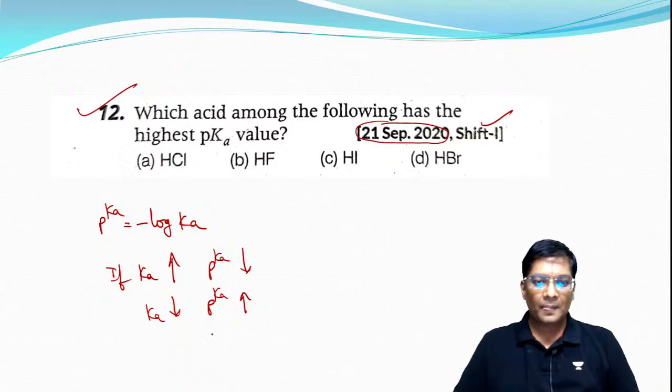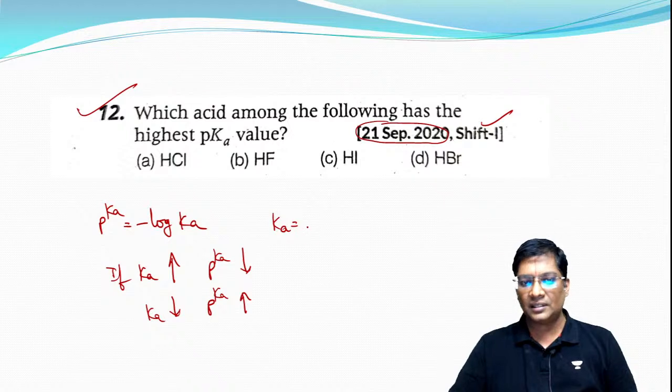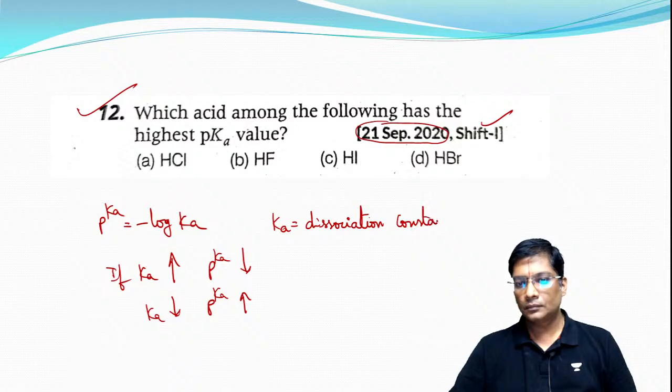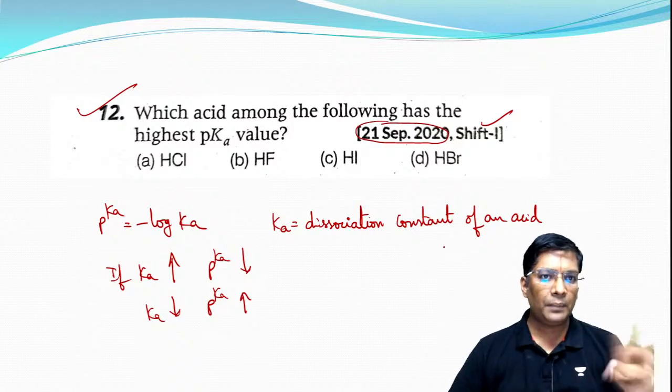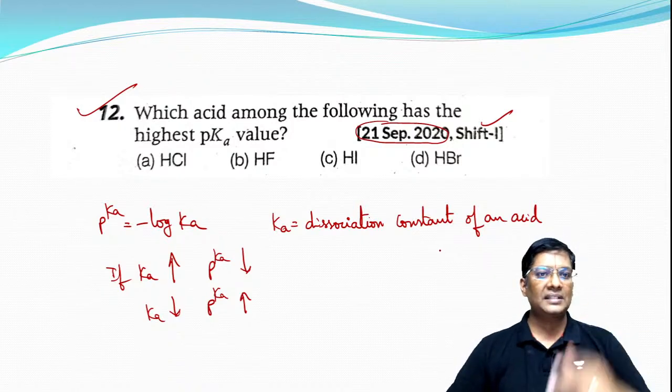Ka, I think you know very well, Ka is nothing but the dissociation constant of an acid or base. Kb means it is base, Ka means it is acid.